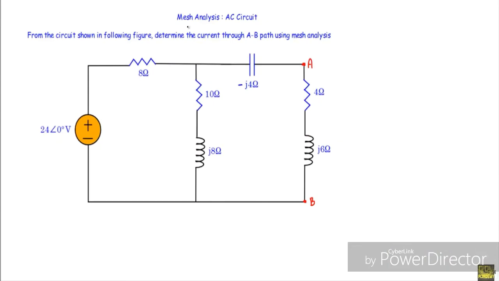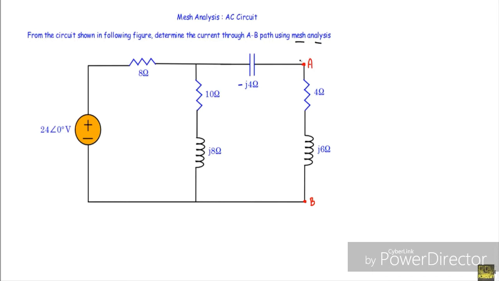In this video, I will show you an AC circuit example from the circuit shown in the following figure. Determine the current through AB path using mesh analysis. See, this is our given network. In the circuit, this is the AB path. We have to calculate the current through this AB path using mesh analysis.